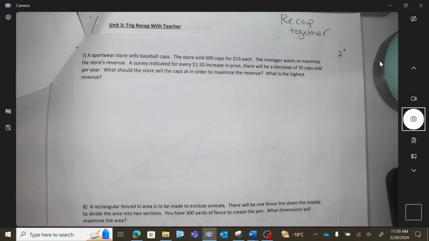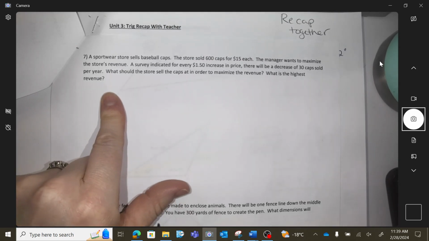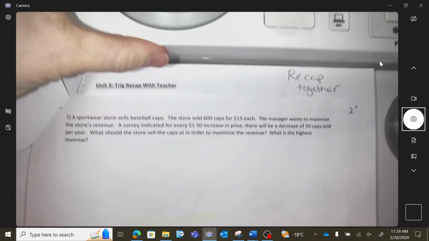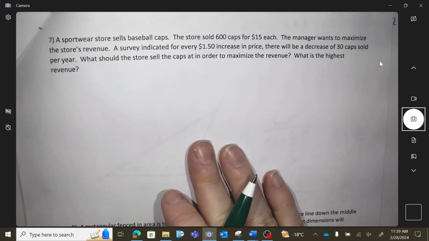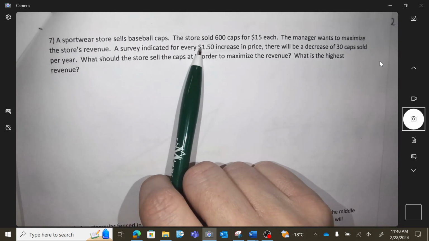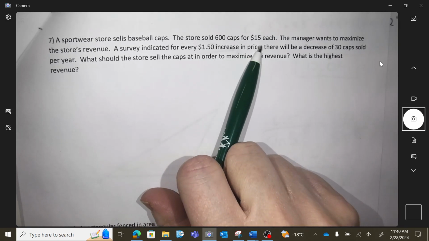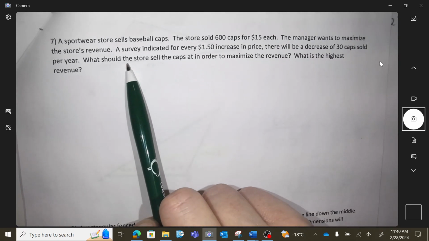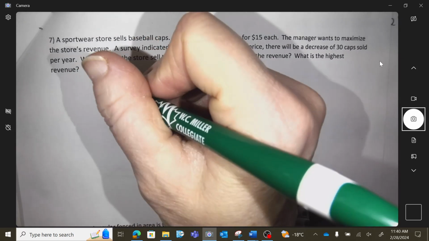Okay. So word problems, you're going to have kind of 3 types. So this is one of them, which would be like a revenue style question. Okay, so you're trying to sell baseball caps. 600 caps, $15 each is how you start out. And then you want to get more money. So here's what we're going to do.